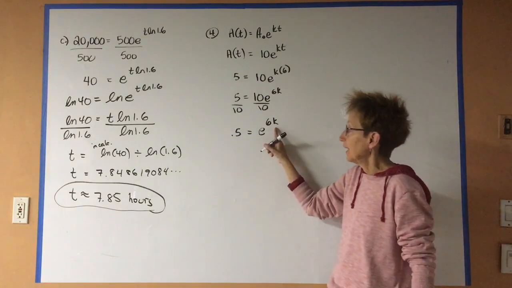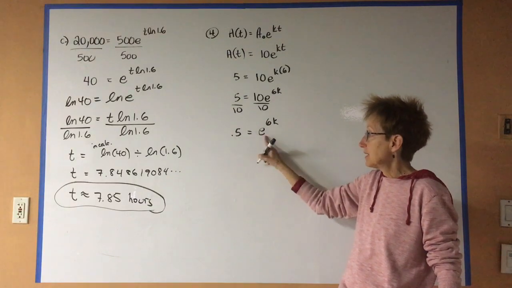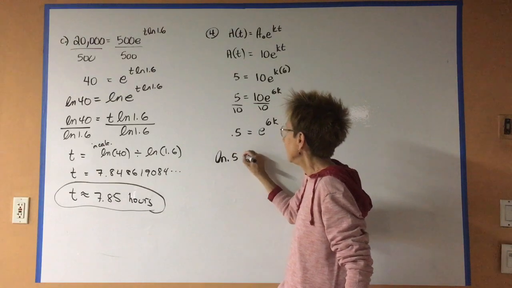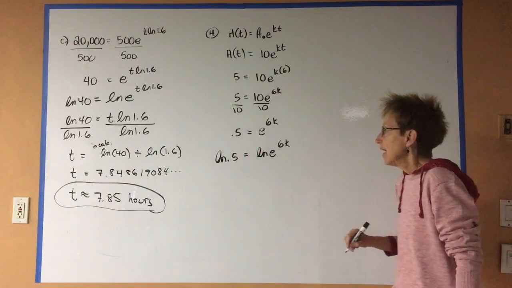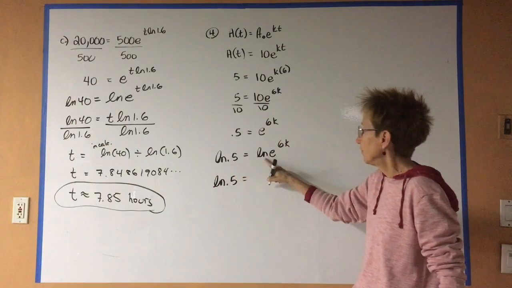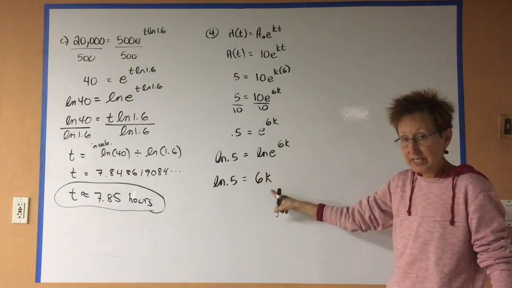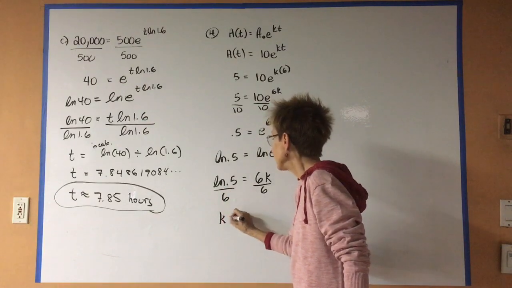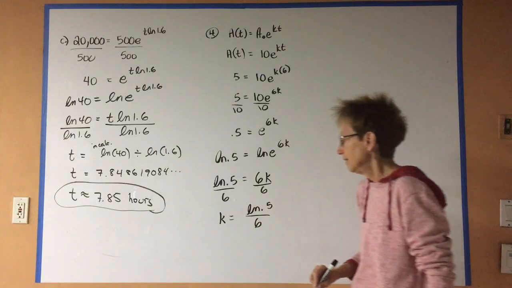So how do I solve for k now? It's still exponential. Cannot create same bases, so I will take ln of both sides. Here's the step I want to see. ln of 0.5 equals ln of e to the 6k. One more shot here, a step I want to see. ln of 0.5 equals, this simplifies into 6k. This is now linear, so I divide both sides by 6. So I get k is equal to ln of 0.5 divided by 6.